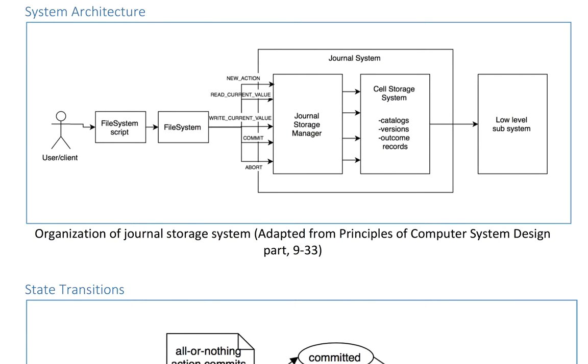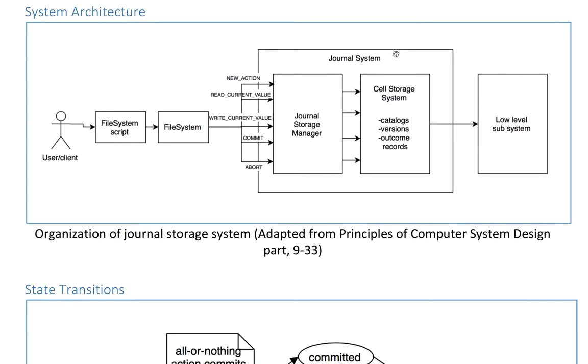This system architecture was designed based on the textbook. The actions include the new action, the read current value, the write current value, commit, and abort. The former three are used to either read a value from the system or write a value into the system. And the commit and abort provide record storage, outcome record semantics.